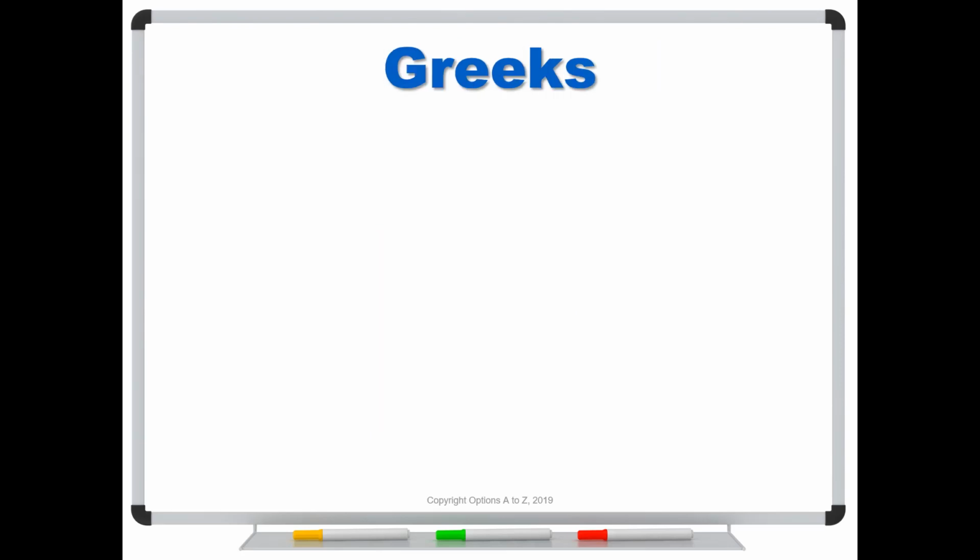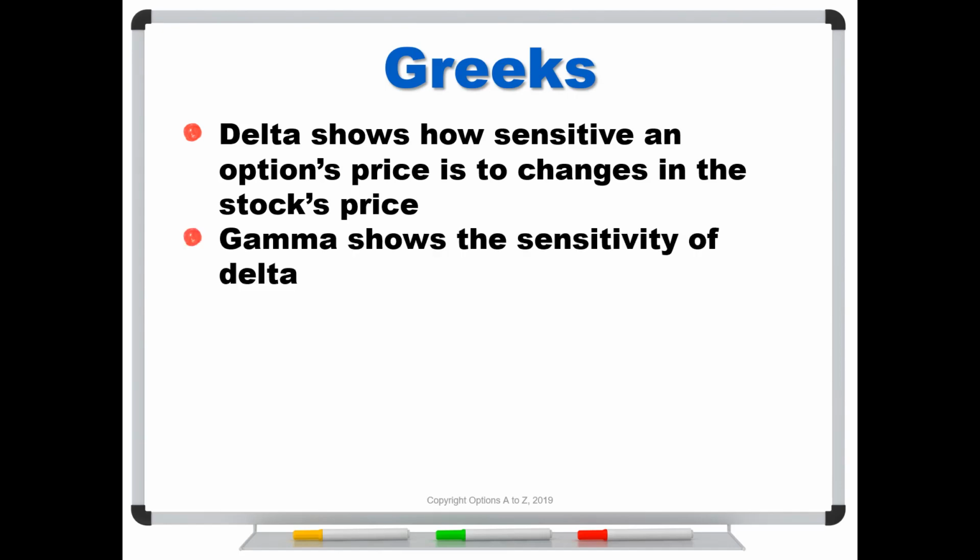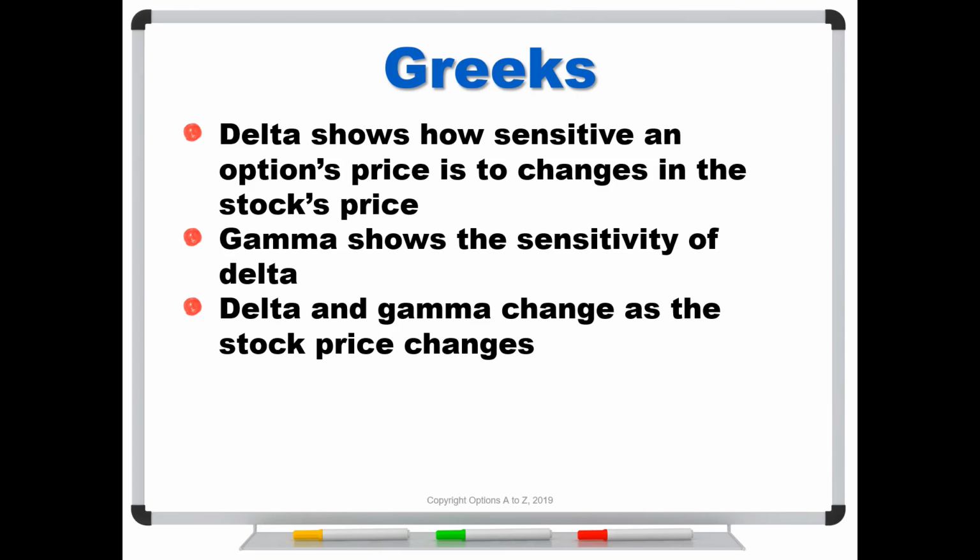So the first thing to understand is the Greeks. Remember that delta shows how sensitive an option's price is to changes in the stock's price. And gamma shows the sensitivity of your delta. If you're not too up on these terms, I do have other videos that will explain them in detail. But for this video, the thing that you need to understand is that delta and gamma change as the stock price changes. That's the kicker.